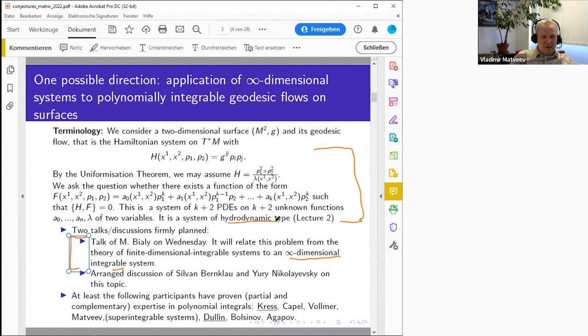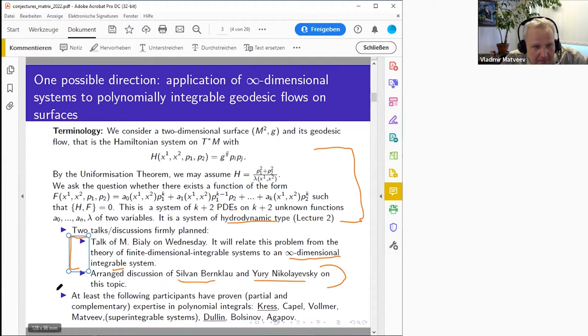Then the next thing would be an arranged discussion of Silvan and Yuri on this topic, where basically the background, the standard tools that experts know, but non-experts probably don't know, will be discussed. I don't really know how this arrangement will be organized. Silvan is here in Vienna, Yuri is in Creswick. I hope that Yuri or maybe Silvan will communicate to us when it's going to happen. And of course, everybody is welcome to join the discussion, probably via Zoom.